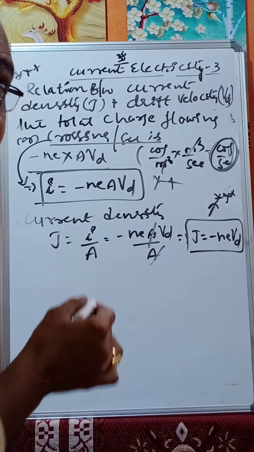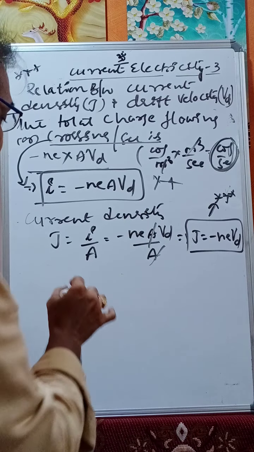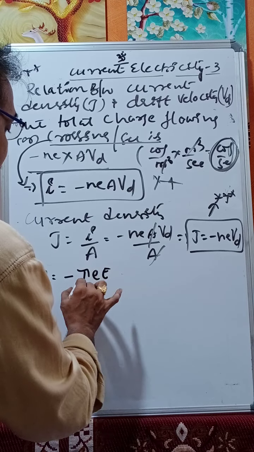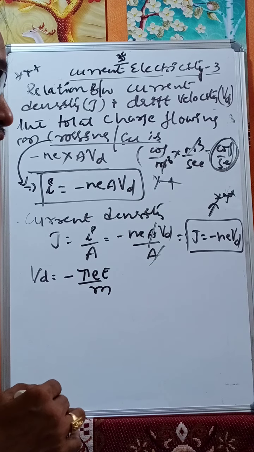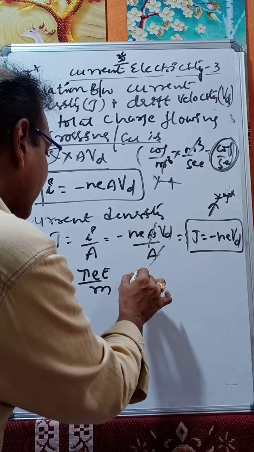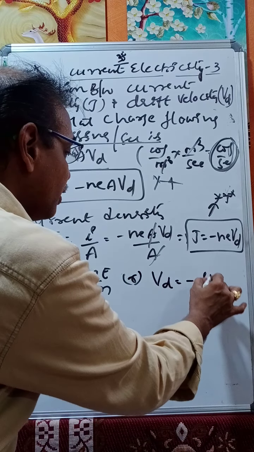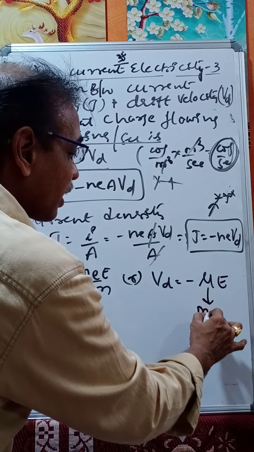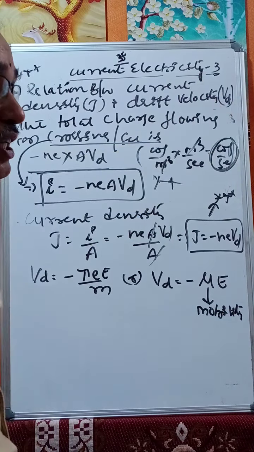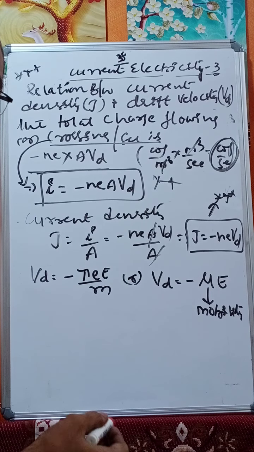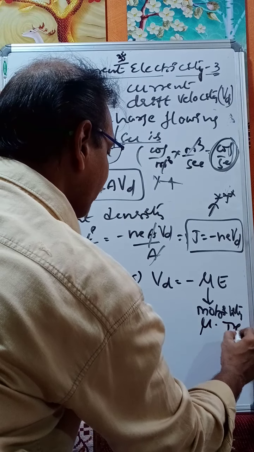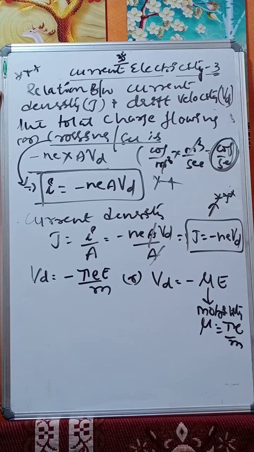Now, we are not ending at this point. Yesterday, we derived the drift velocity Vd is equal to minus tau eE by m, or also Vd is equal to minus mu E, where mu is called mobility. If you go through my lecture 2, I have derived the drift velocity. Here mu is equal to tau e by m.